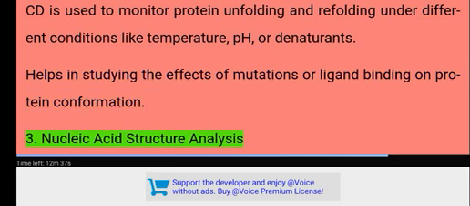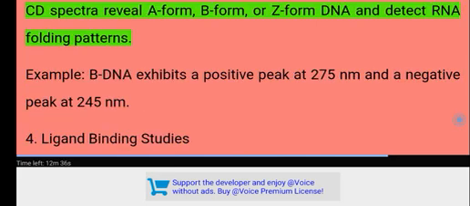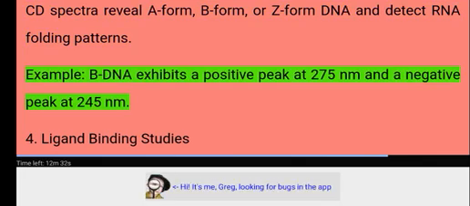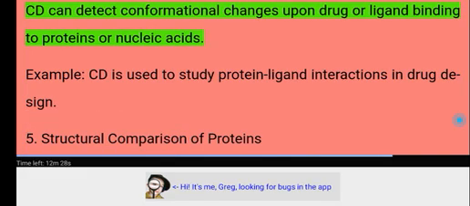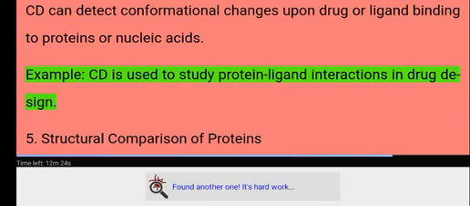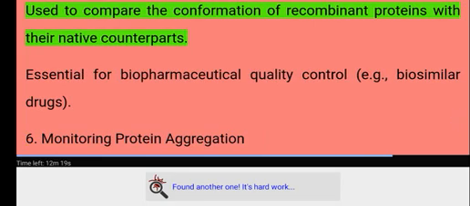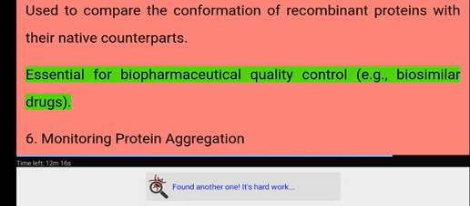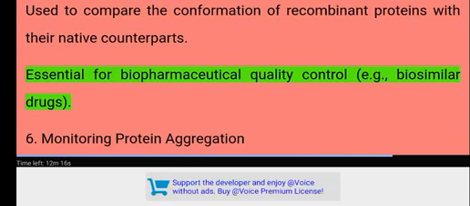3. Nucleic acid structure analysis. CD spectra reveal A-form, B-form, or Z-form DNA and detect RNA folding patterns. Example, B-DNA exhibits a positive peak at 275 nanometers and a negative peak at 245 nanometers. 4. Ligand binding studies. CD can detect conformational changes upon drug or ligand binding to proteins or nucleic acids. Example, CD is used to study protein-ligand interactions in drug design. 5. Structural comparison of proteins. Used to compare the conformation of recombinant proteins with their native counterparts. Essential for biopharmaceutical quality control, e.g., biosimilar drugs.